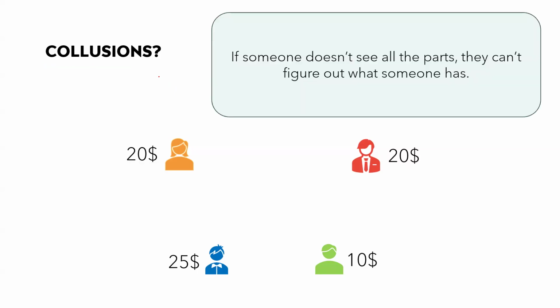So here's the intuition. If someone doesn't see all the parts, they probably can't figure out what someone has, right? So in other words, if I have two people who are sandwiching anyone, it doesn't really matter because they don't see the remaining other parts. This is invisible to them. They can't tell what salary you have. That's the idea, right?